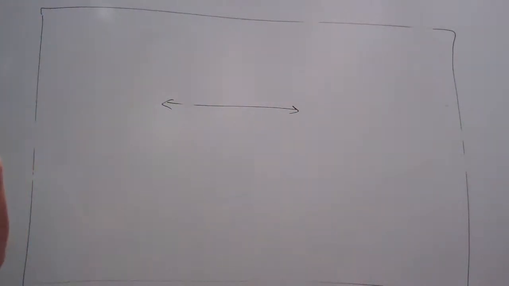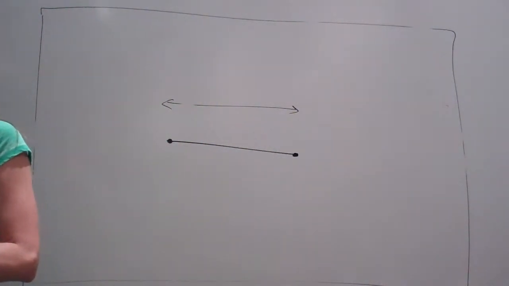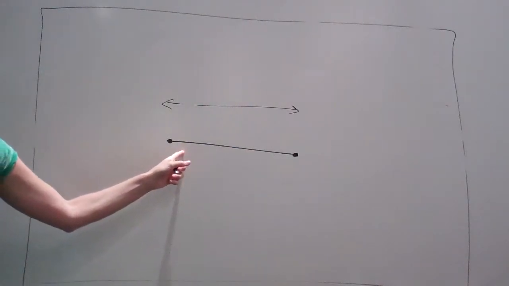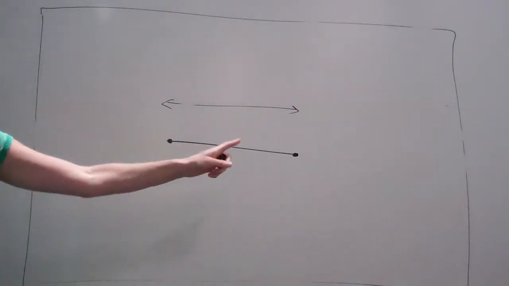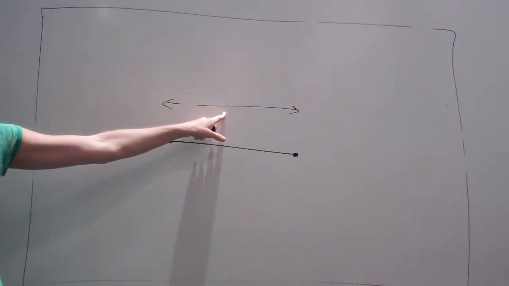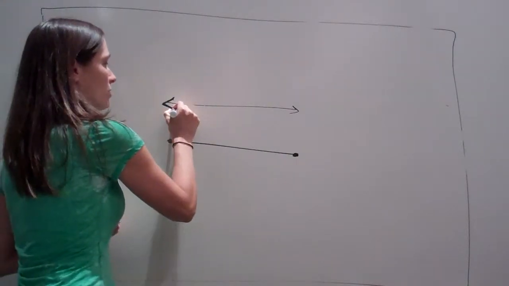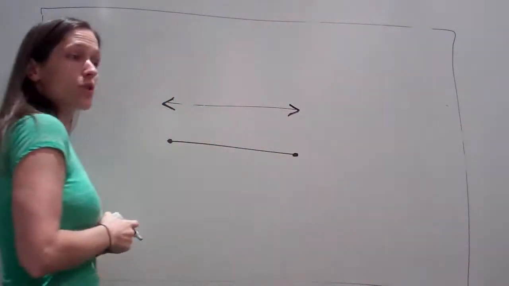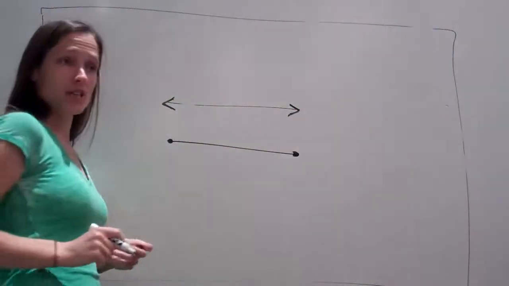It's a line. What makes it different than this? It has stoppers. Yes, that's called a segment. This one's called a segment, and this one's called a line. Does anybody know what the arrow means? Very good. These arrows mean that the line goes on forever. These stoppers mean that they stop.